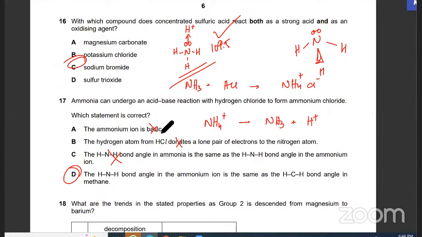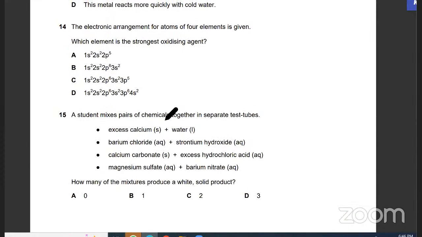Okay. Question 15. A student mixes pairs of chemicals together, excess calcium to water. How many of the mixtures produce a white solid? First one, calcium with water. Will it produce a white solid?